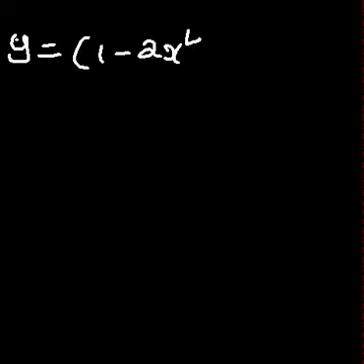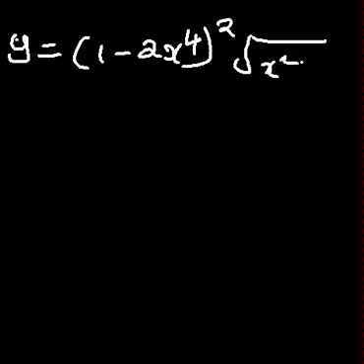You also always have to consider this case as well. Let's say we have a function y equal to 1 minus 2x to the power 4, all to the power 2, times the square root of 4x squared plus 5. Now what is the derivative of this function? We have two parts of the function that happen to multiply. In this case we're going to use the product rule.